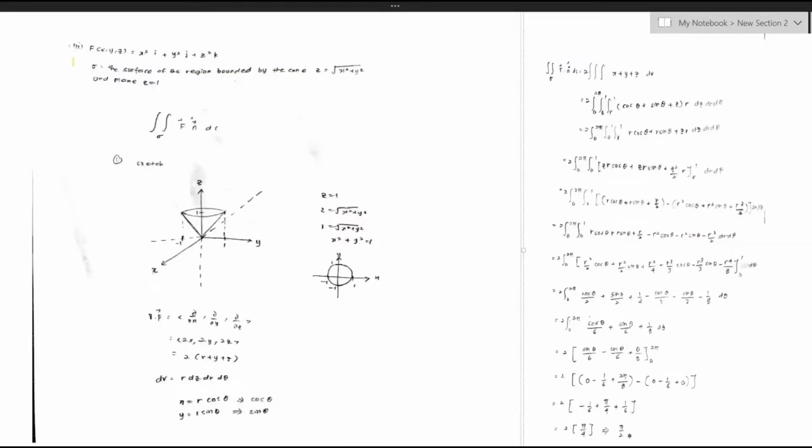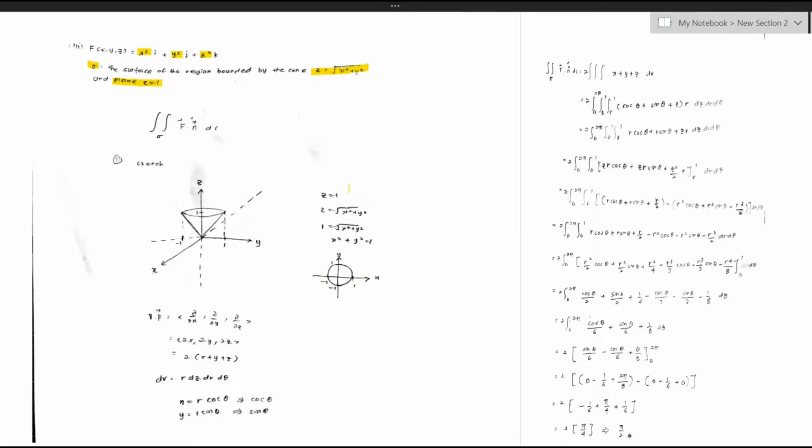Okay, for question 3 Roman 3, F(x,y,z) equals x squared i plus y squared j plus z squared k. Sigma is the surface of the region bounded by the cone z equals the square root of x squared plus y squared and the plane z equals 1. So we sketch the cone, and we get something like this.